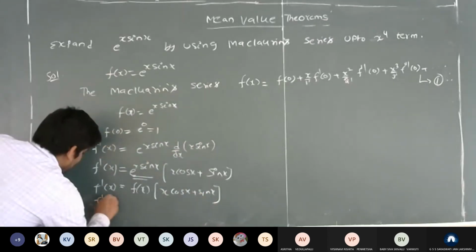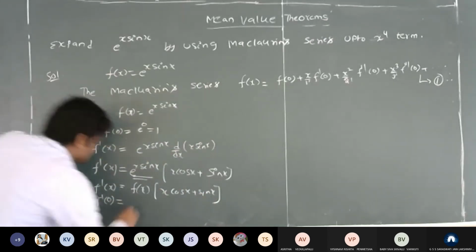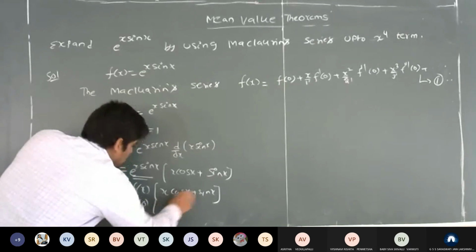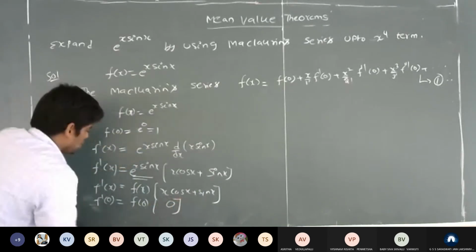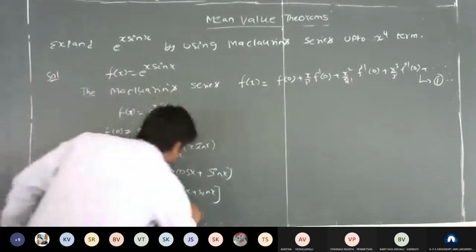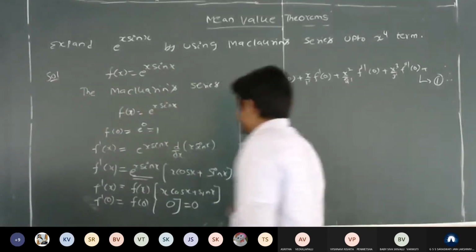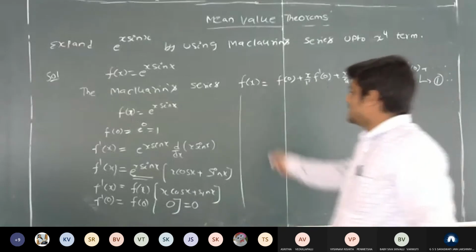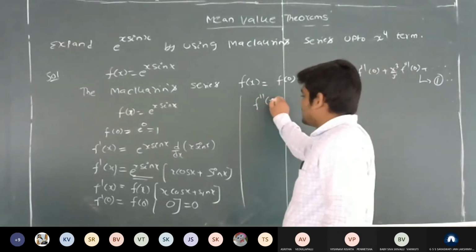Now calculate the value of f dash of 0. So this is nothing but f of 0 into, so this is 0. Right? So already we know the value. F of 0 is 1. So automatically it is 0. We don't bother about this. So therefore f dash of 0 is equal to 0.